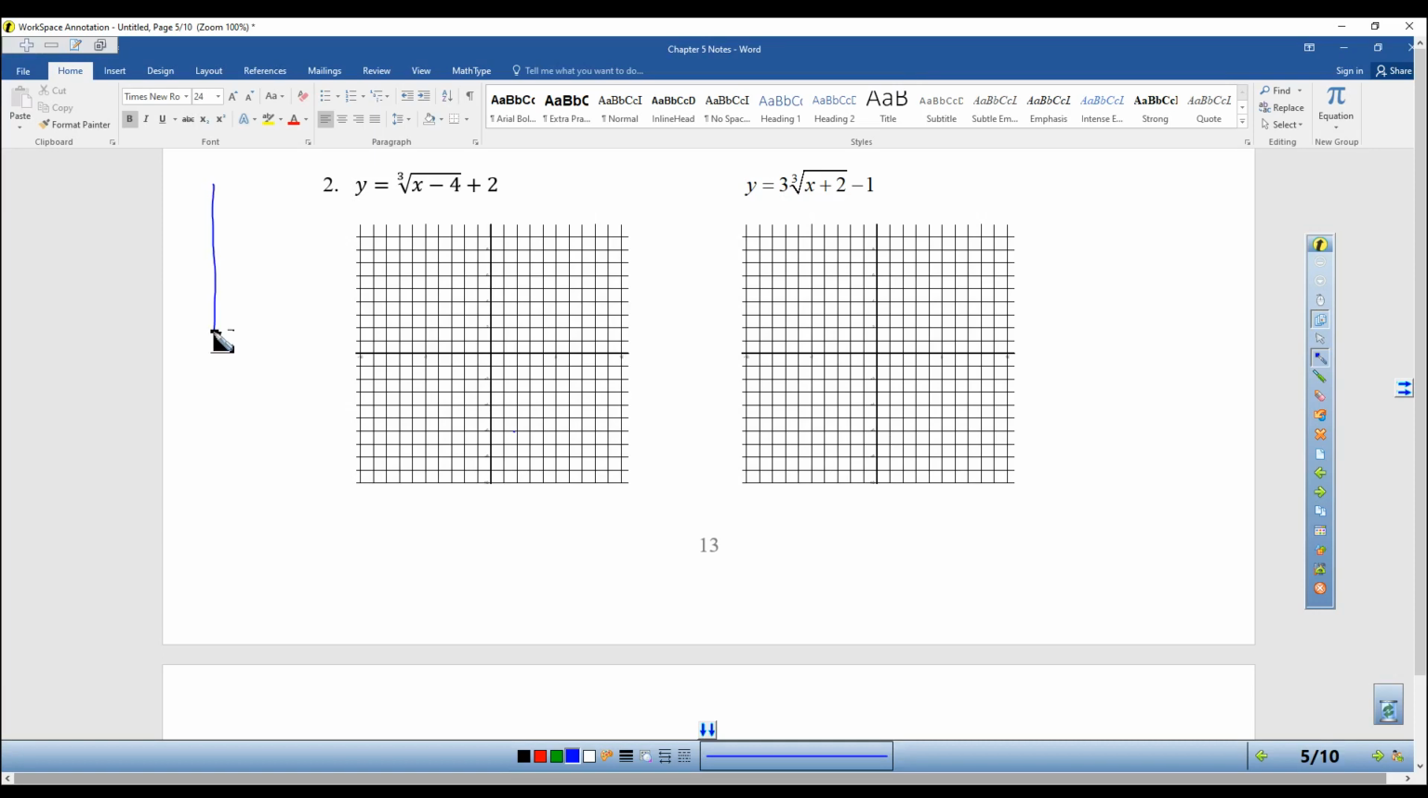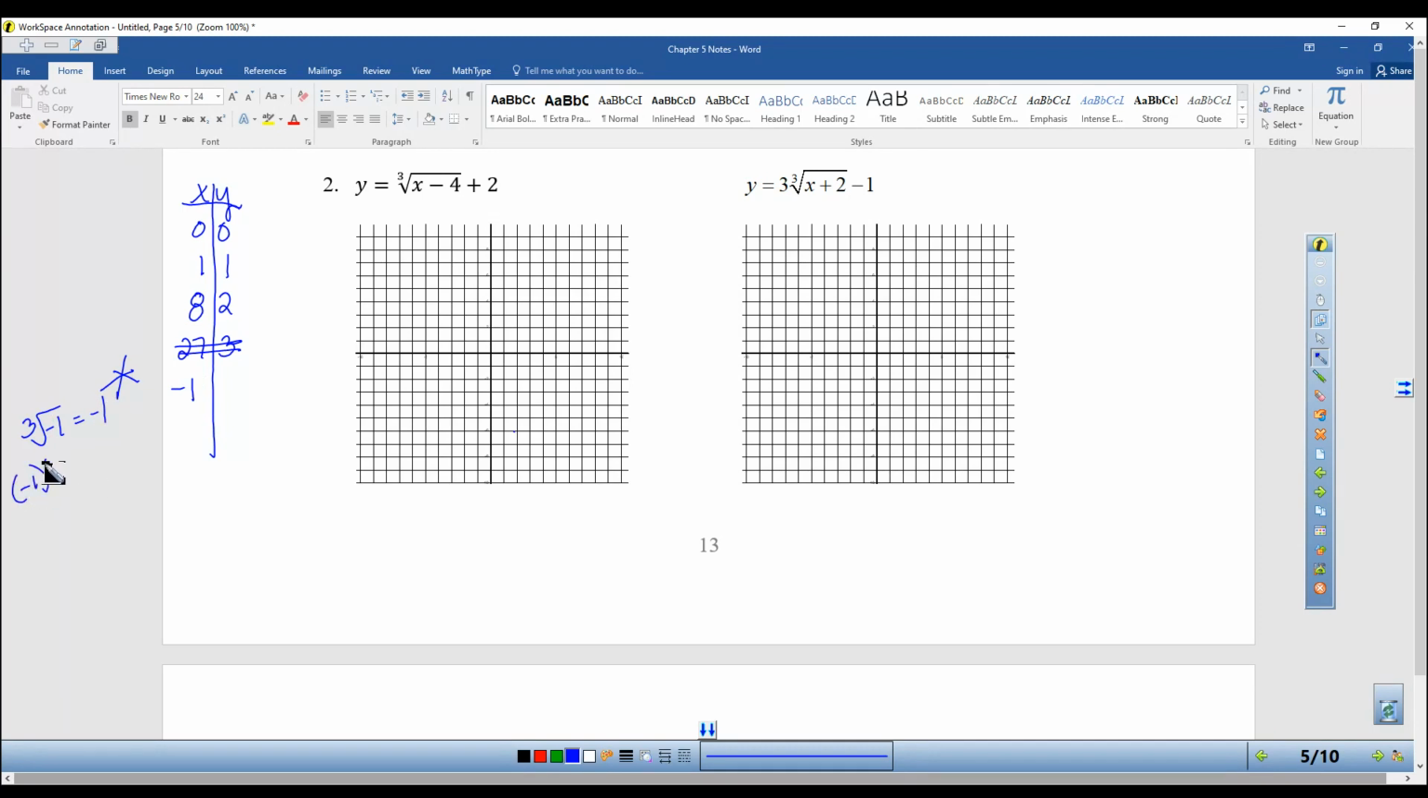So the points I'd like you to memorize for the cube root are 0, 0, 1, 1, starts out the same, and then 8, 2. So the next one would be 27, 3, which is really never going to appear on your graph, so I wouldn't bother to know that one. But here's the important part. You can take the cube root of a negative number. The cube root of negative 1 is negative 1.